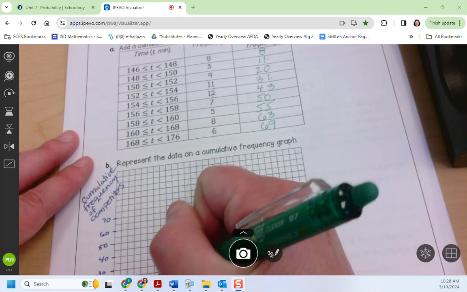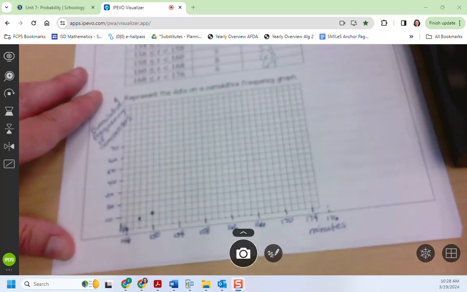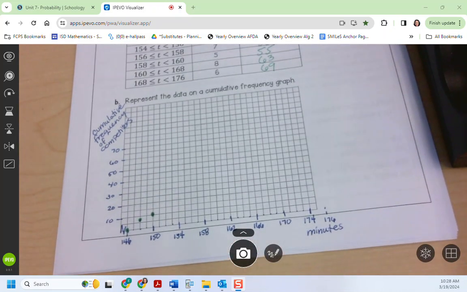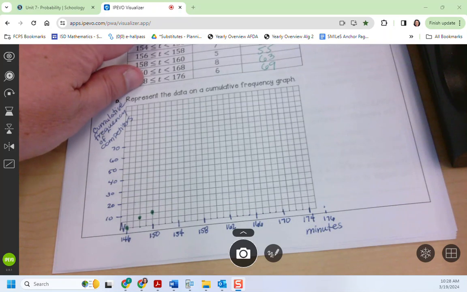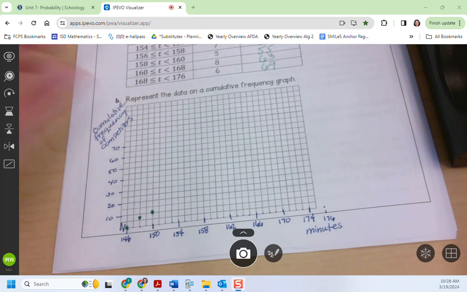Okay. So keep going on that. Remember, what we're graphing is a 0 at 146, and then an 8 at 148, and an 11 at 150, then 20 at 152, and so on. So let's go ahead and do that.